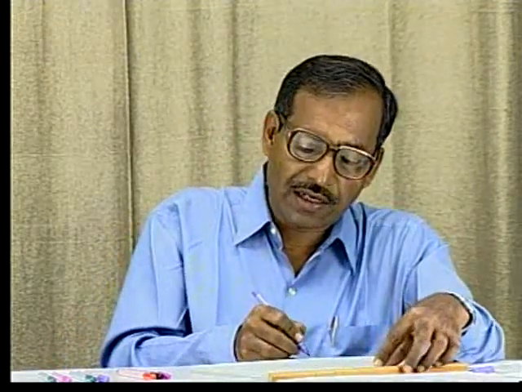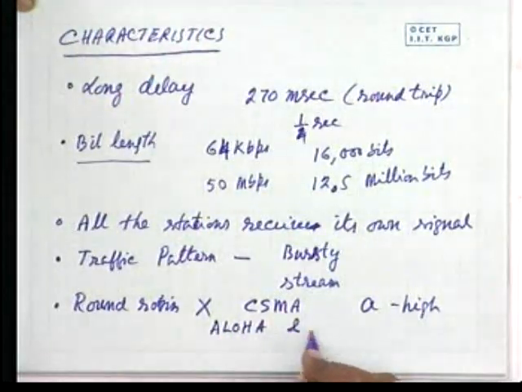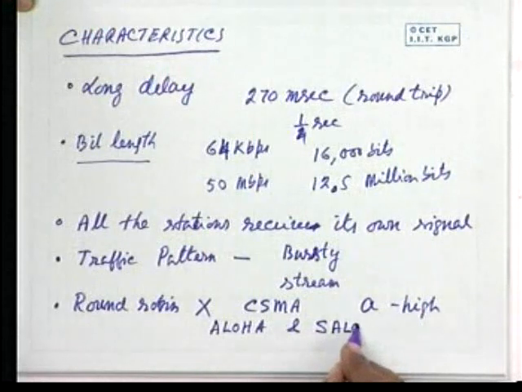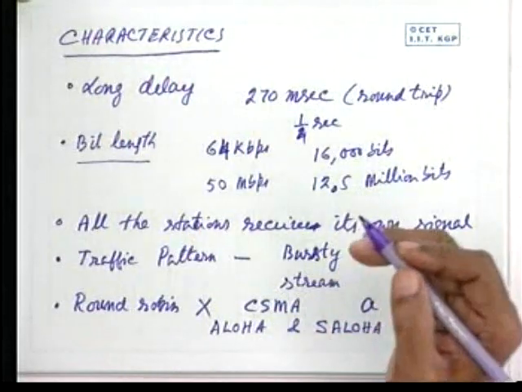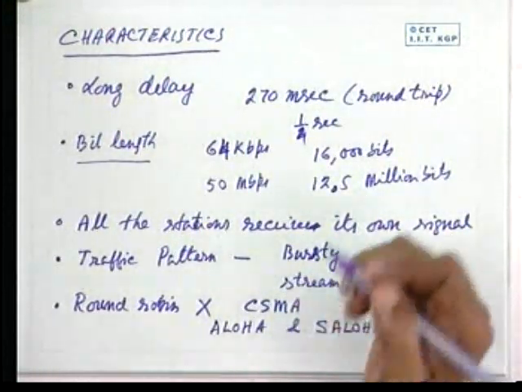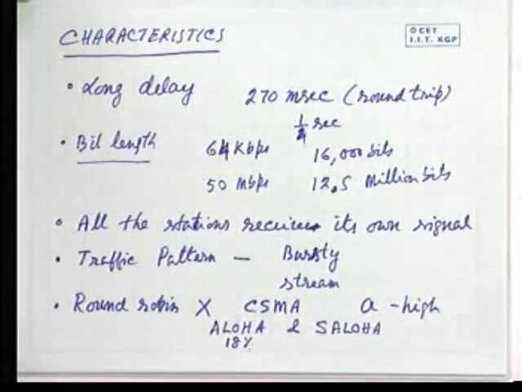Then what is the possible candidate? Possible candidates are Aloha and slotted Aloha, which can be used in satellite based communication. But if we use just Aloha or slotted Aloha, as we have seen, the throughput is not very high. If you use Aloha, the throughput is about 18%. On the other hand, while using slotted Aloha, the throughput cannot exceed 37%, that we have already seen.